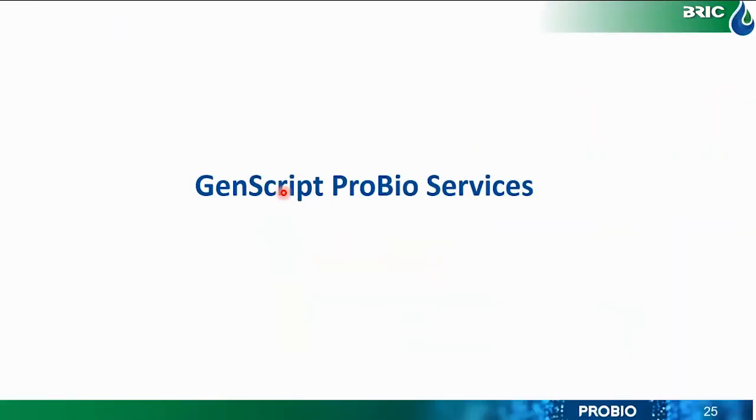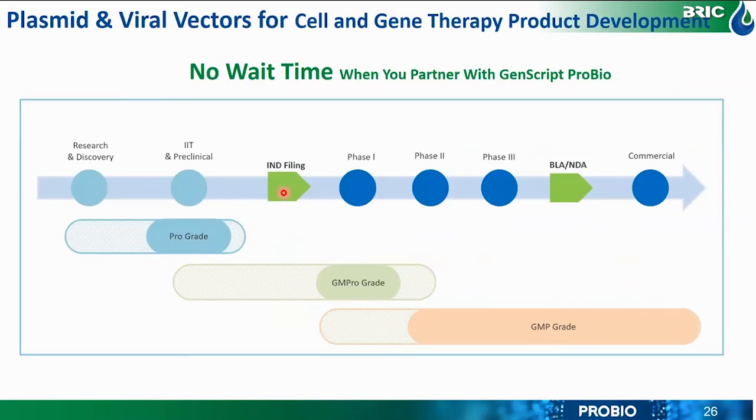And at GenScript, we have different types of services. For the plasmid platform, we currently have a very fast turnaround time for orders, so our customers have no need to wait. We also provide 3 types of plasmid, for different fields of use and different study purposes: research grade, GMP-Pro grade, or GMP grade, on different core systems, for the different stages of drug development for cell therapy products.